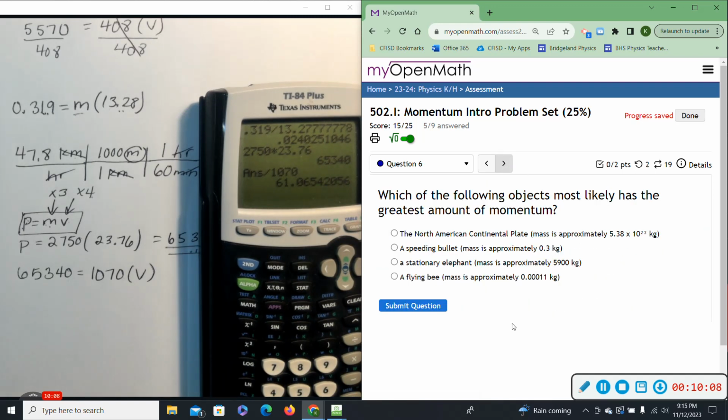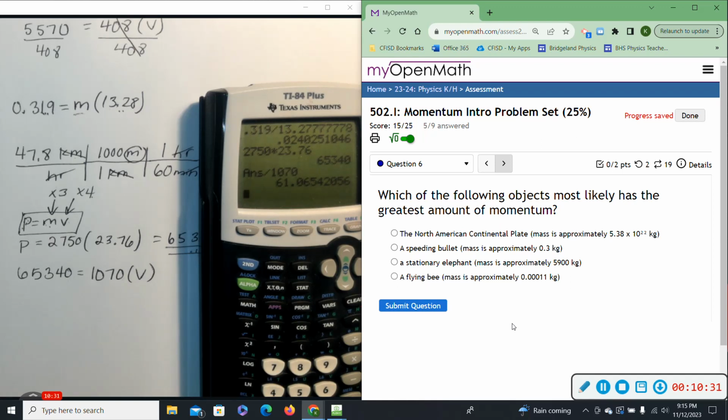Question number 6 says, which of the following objects most likely has the greatest amount of momentum? Again, same formula, P equals m times v. Our options here are the North American continental plate, which has a mass of approximately 5.38 times 10 to the 22nd kilograms, a speeding bullet with a mass of 0.3 kilograms, a stationary elephant, or a flying bee.